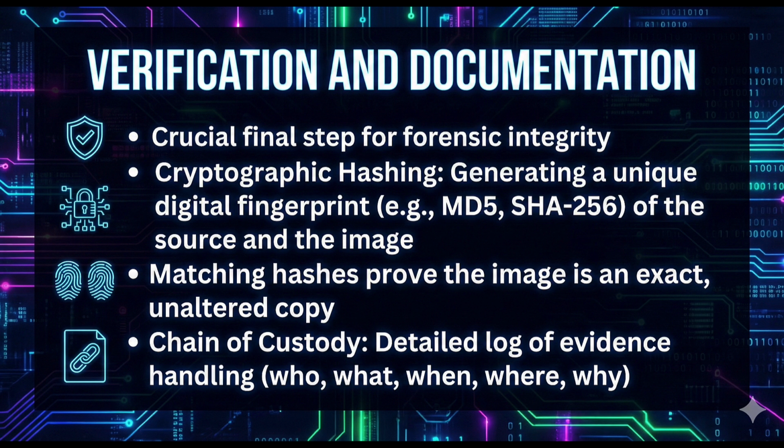Common algorithms include MD5 and SHA-256. If even a single bit of data is different, the resulting hash values will not match. A matching pair of hashes is mathematical proof that your forensic copy is a perfect, unaltered duplicate of the original evidence. Finally, you must maintain a meticulous chain of custody log. This is a chronological documentation that records every single person who handled the evidence, what they did with it, when they did it, and why. Any gap in this paperwork can lead to the evidence being dismissed in court.